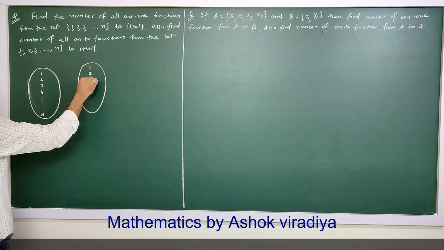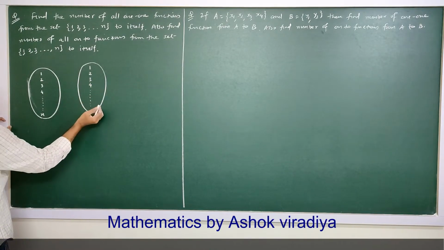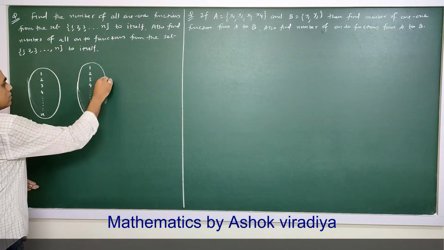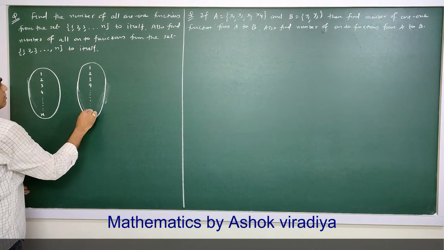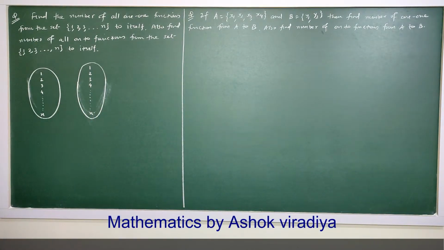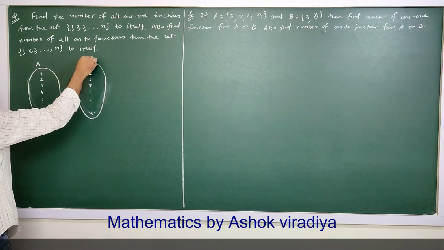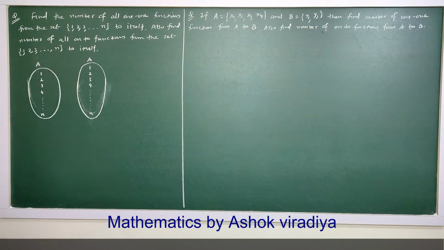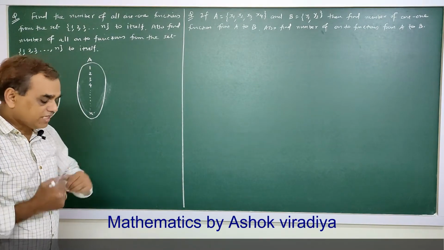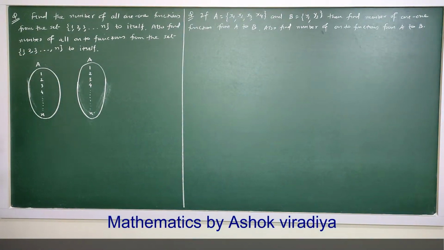Again repeating this set, up to n. Let me say this set is A, this set is A, set A to A itself. Now see, the question is to find the number of 1-1 functions. So see, for a 1-1 function we need 1-1 correspondence. We don't want many-1.